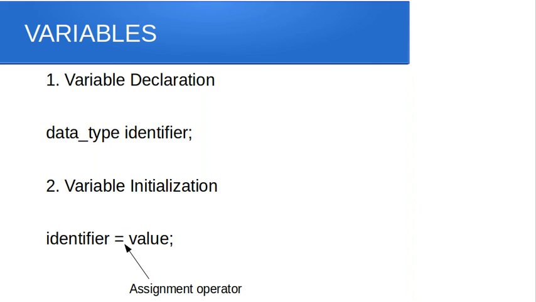After declaring the variable, now we need to initialize the variable. It's the second stage, which is the variable initialization. In the variable initialization, we specify the identifier name that we gave the variable, and we use the assignment operator to assign a value to that specific part of the computer's memory.